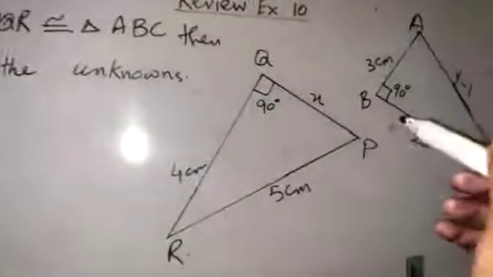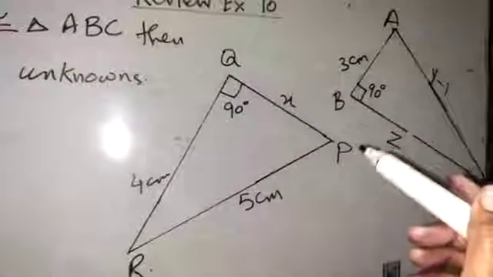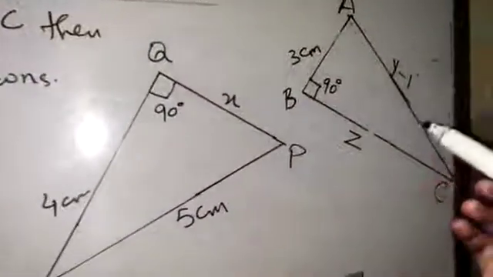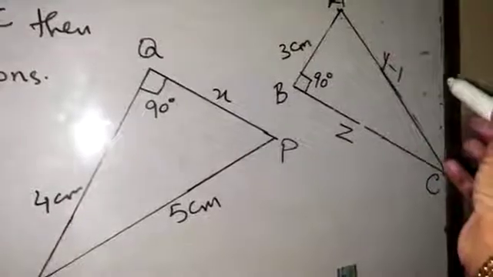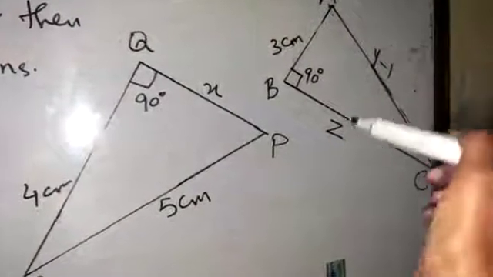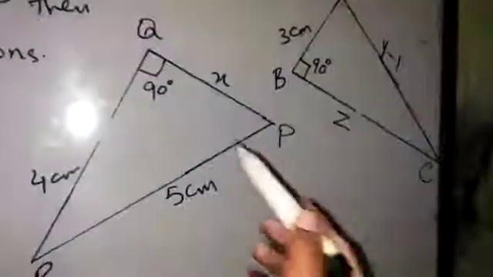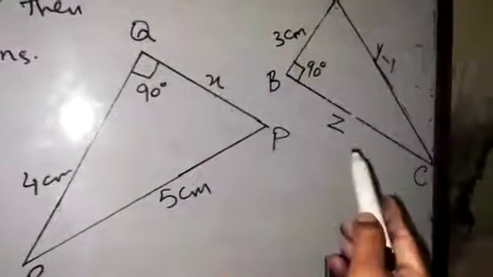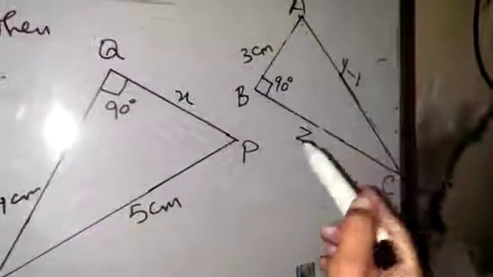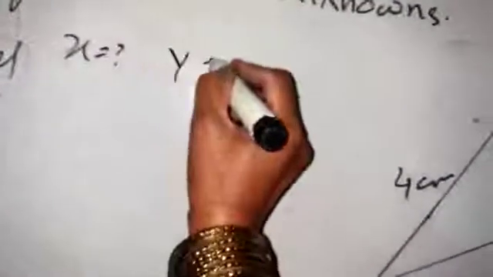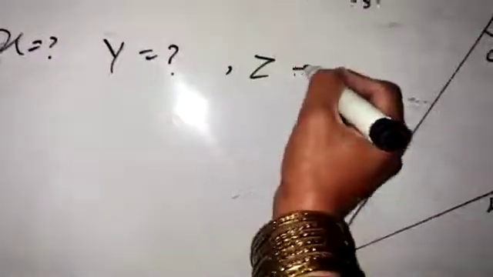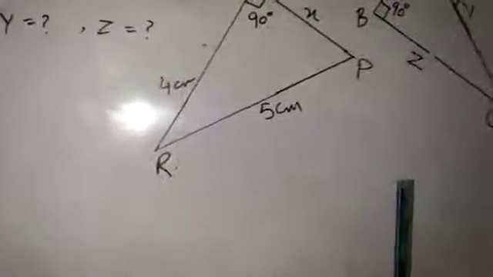So the unknown values in this question in these two triangles are y minus 1, so y is unknown, z and x. In this triangle x is unknown and in ABC y and z are unknown. X is unknown, y is unknown and z is unknown. We will find the values of x, y and z in this question.